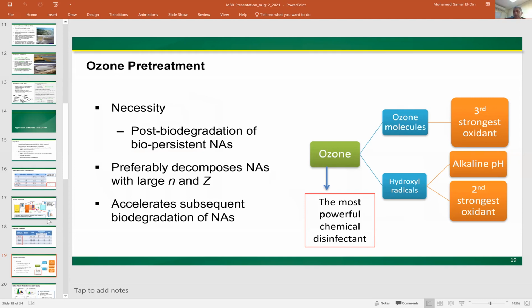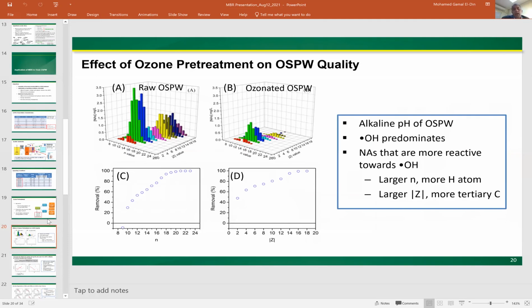To show you some of the results of ozone, from the left-hand side, you can see the 2D plot of the naphthenic acids in the raw OSPW versus ozonated. As you can see, a lot of the compounds with high carbon number, high Z number, or double bond equivalency got degraded into byproducts that are easier to biodegrade. In that system, because we had alkaline pH, the predominant oxidizing agent was the hydroxyl radical, or OH dot. The reason for that is the alkaline pH. And that OH dot, or the hydroxyl radical, as everybody knows, is one of the strongest oxidizing agents out there, and it non-selectively targets organic molecules.